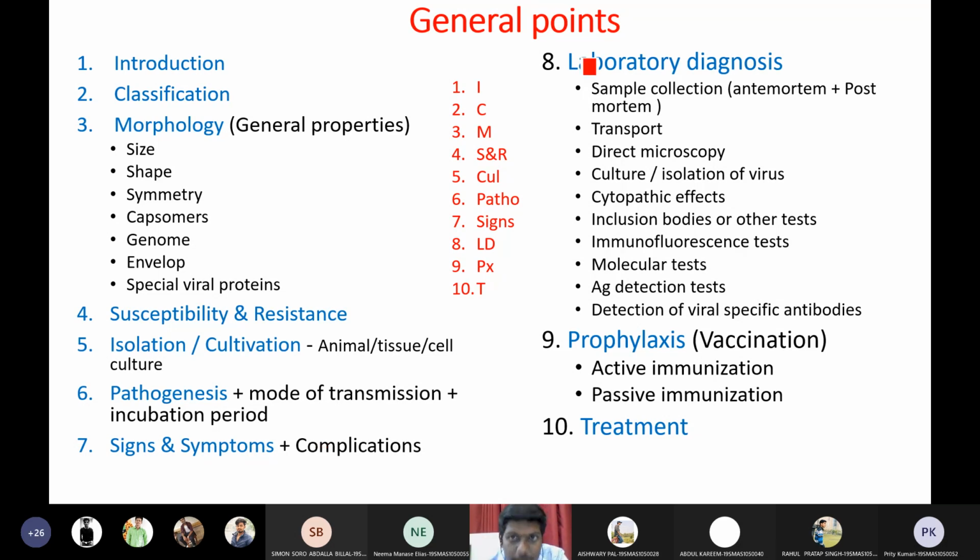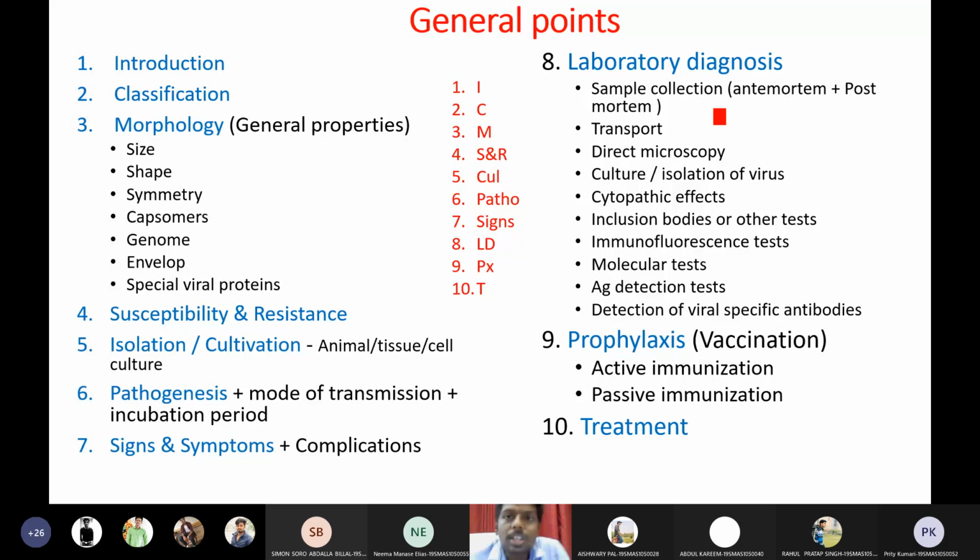Then you should write the laboratory diagnosis of the virus. In the laboratory diagnosis, you must write sample collection from ante-mortem and post-mortem. Ante-mortem means collection of a sample from a living patient, and post-mortem means collection of a sample from a dead patient. We collect samples from a dead patient because we need to know the cause of death.